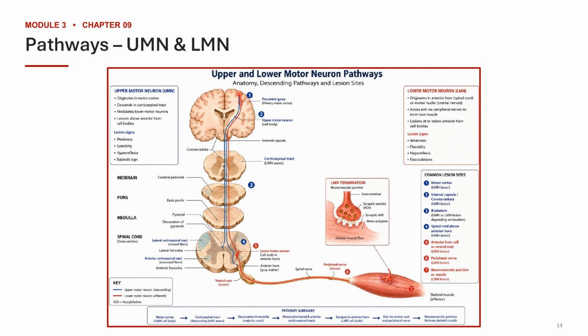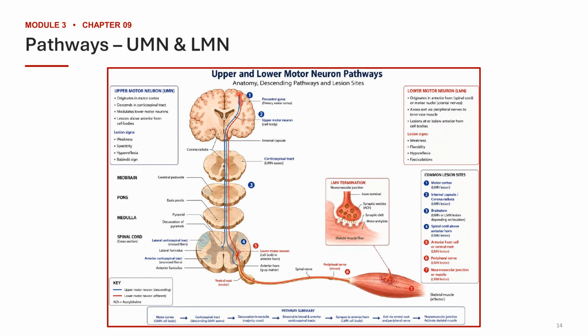Follow the upper motor neuron from the top. It begins in the precentral gyrus, the primary motor cortex. Its axon descends through the corona radiata, funnels into the internal capsule, passes through the cerebral peduncle and brainstem, and, for the majority of fibers, decussates in the medulla before continuing down the lateral column of the spinal cord. Every millimeter of that journey is inside the central nervous system. The upper motor neuron never leaves it and never touches muscle.